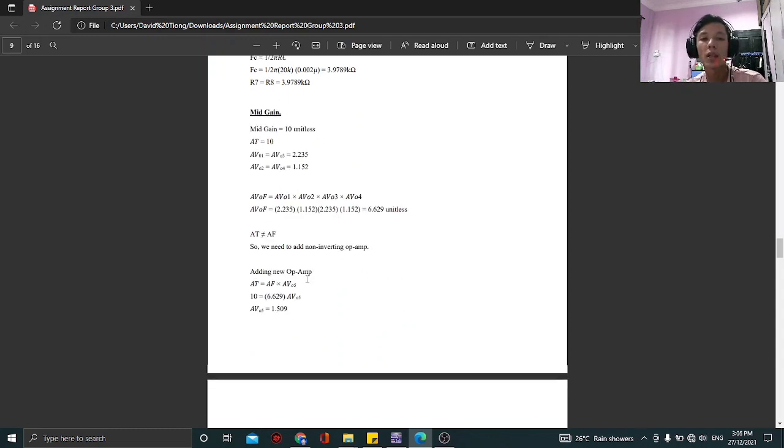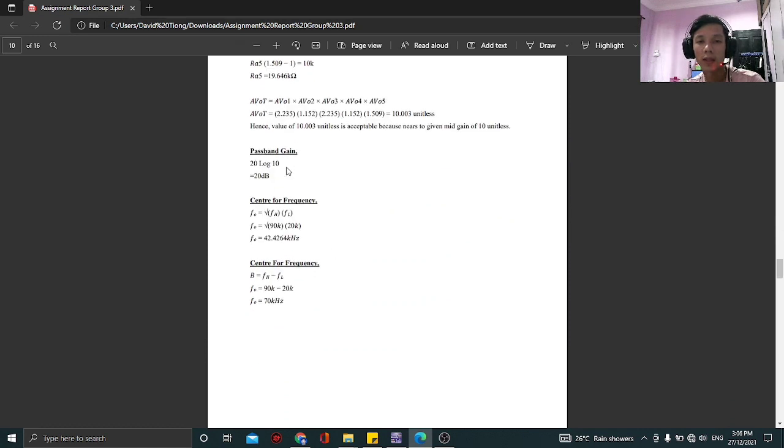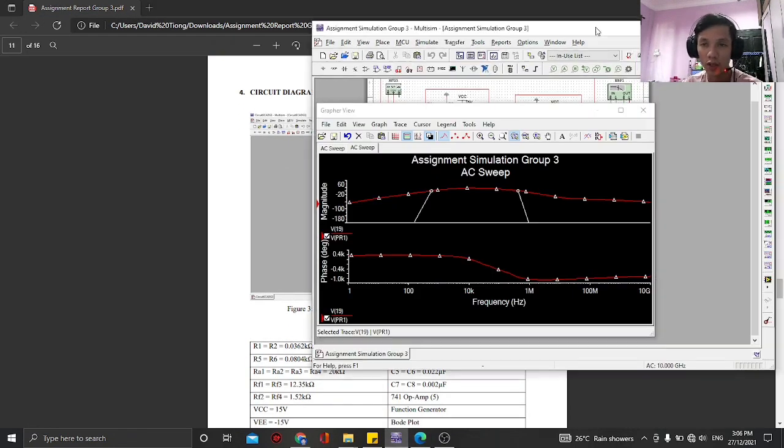For the mid gain we proceed to the pass band gain, 20 log 10, we get 20 dB. For the center frequency we use the square root of high cut off times low cut off, square root of 90 times 20, which is equal to 42.464 kHz. For the bandwidth, high cut off minus low cut off, we get 70 kilohertz. So proceed to part 4, which is the circuit diagram, where we use the Multisim simulation.